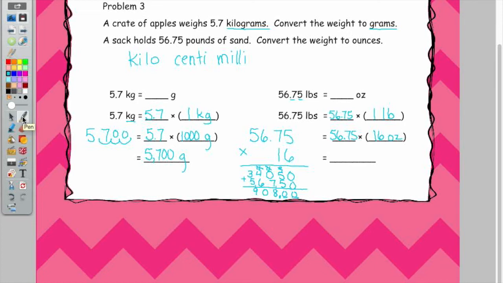So since I'm paying attention to the decimal place value, I have to place my decimal as soon as I finish the standard algorithm.